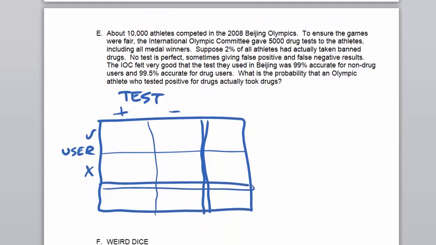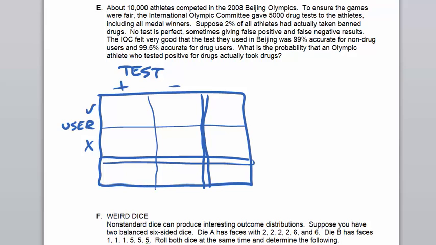Next problem. All right, 10,000 athletes at the Beijing Olympic Games. The International Olympic Committee gave tests to 5,000 of those athletes. And there was some question, and here I've got a test being positive or negative, and you either were a user or you were not. And I'm going to use that total column just to simplify things. There was some question about whether the grand total should be 10,000 or 5,000.